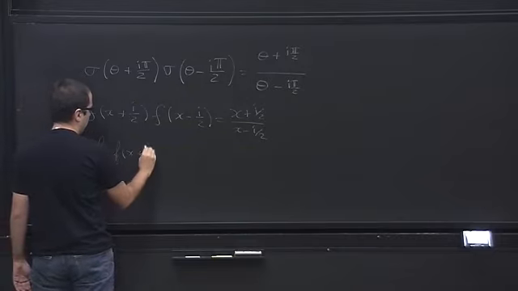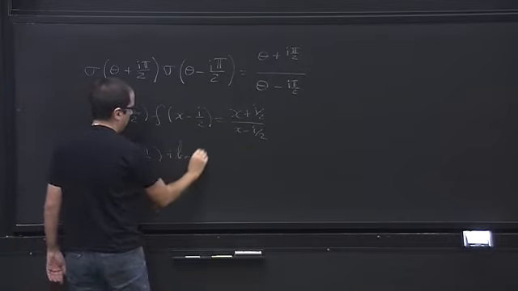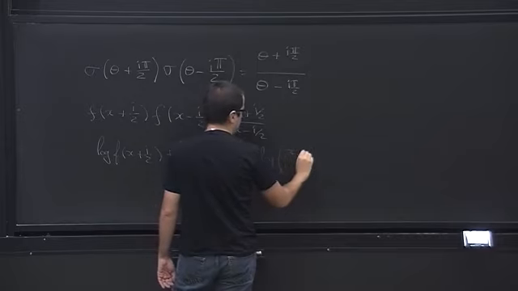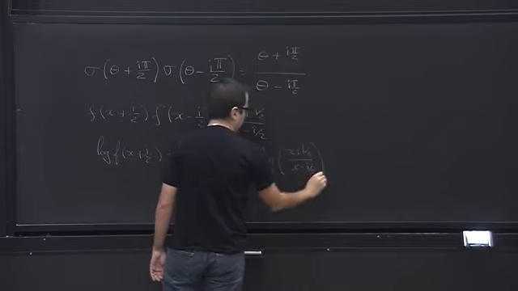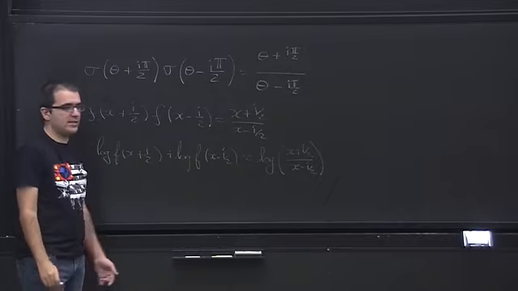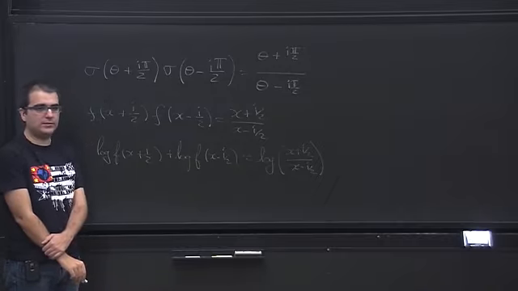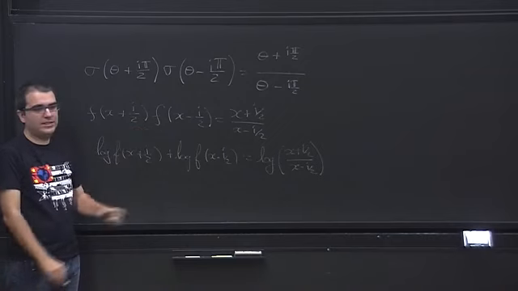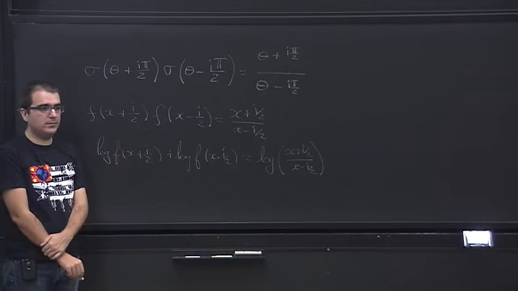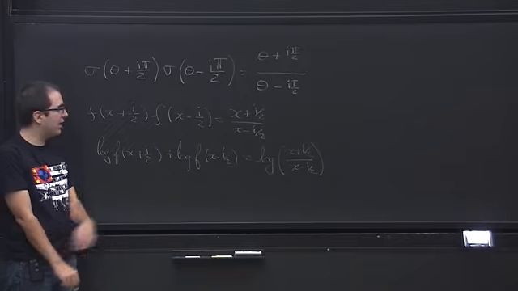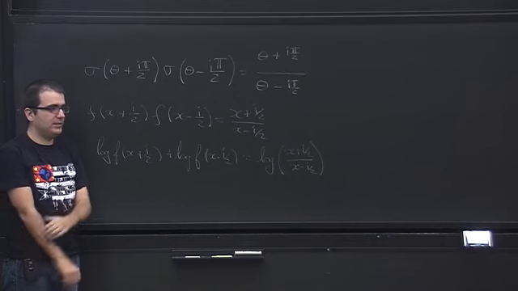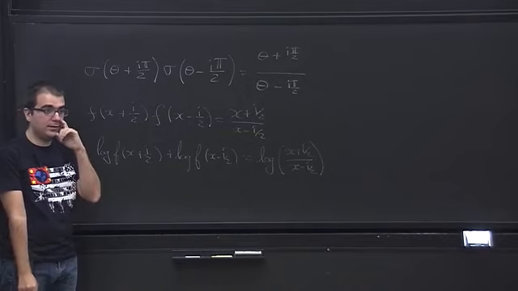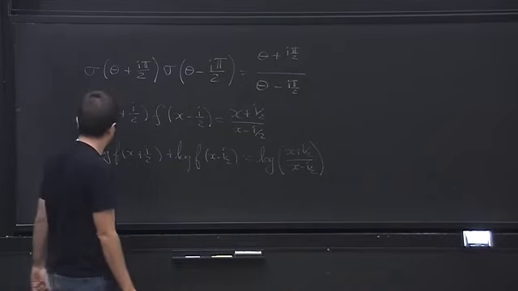Log of f of x plus i over 2 plus log of f of x minus i over 2 equals log of x plus i over 2 over x minus i over 2. So why is this helpful? What could we do next? Now instead of product we have sum. That's what we gained by taking a log. And now what could we do? Any proposal? Now there are two things we could do here. And I'm going to do both, but sorry? We could differentiate.